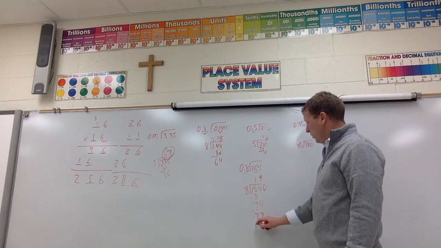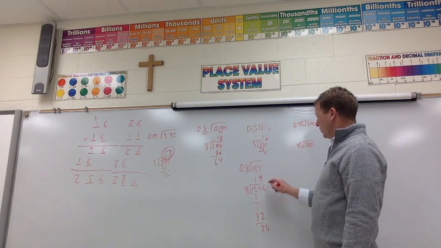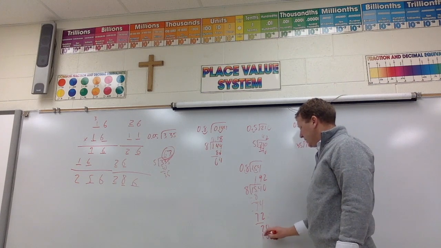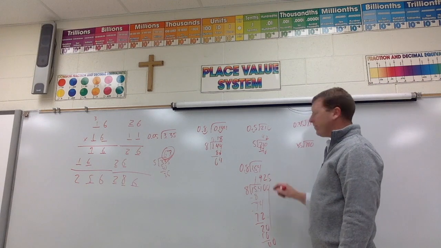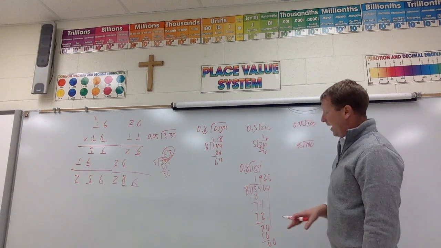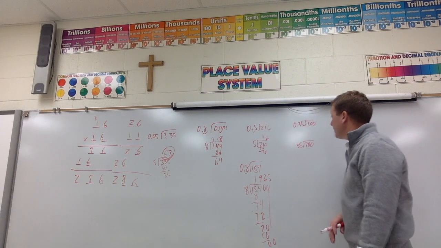So I add a 0, get a 2, bring the 0 down. 8 goes into 20. 2 times, 16. 4, add another 0, bring it down. 8 to 40, 5 times. One step further, I had to add 2 decimals to be able to get it.